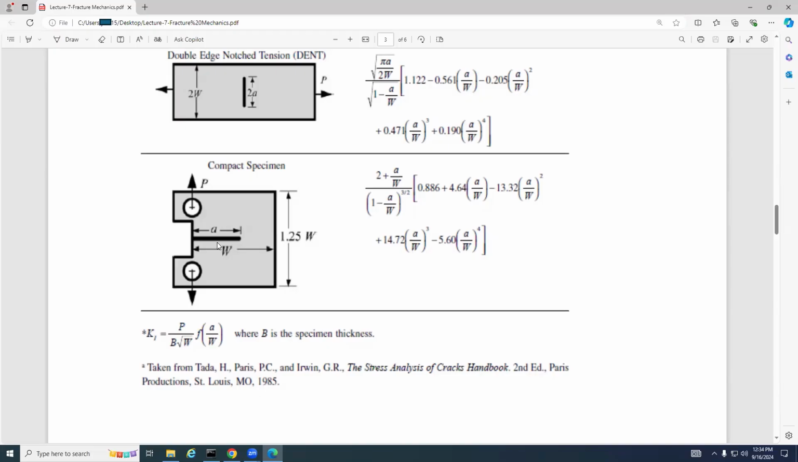Are they all like through cracks? Does that matter? For all these cases, they are through cracks. That's a good question. For all these specimens, for all these examples, we assume a through crack. Through crack means that this has a thickness, and the crack goes through the thickness. That's the depth of the crack.